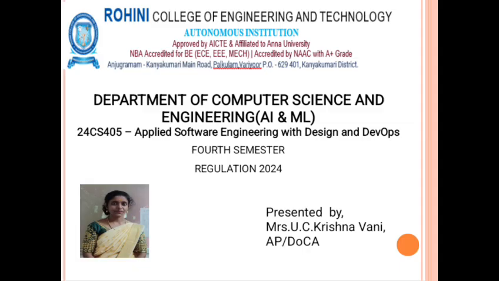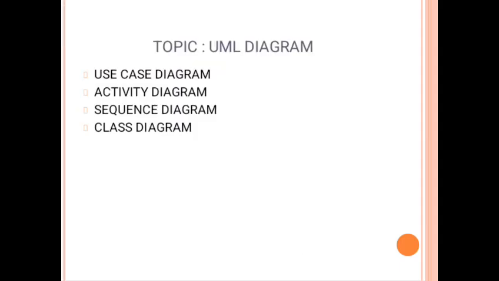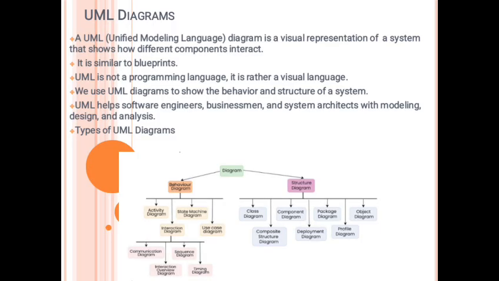Today's topic is UML diagram: use case diagram, activity diagram, sequence diagram, and class diagram. UML diagram is a Unified Modeling Language diagram, a visual representation of a system that shows how different components interact. It's similar to a blueprint. UML is not a programming language but rather a visual language. We use UML diagrams to show the behavior and structure of the system.